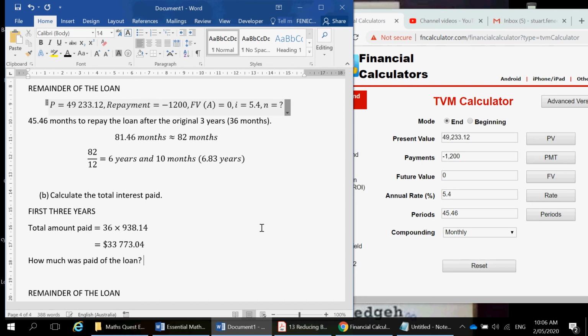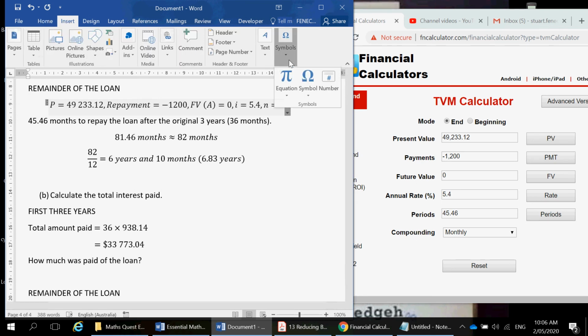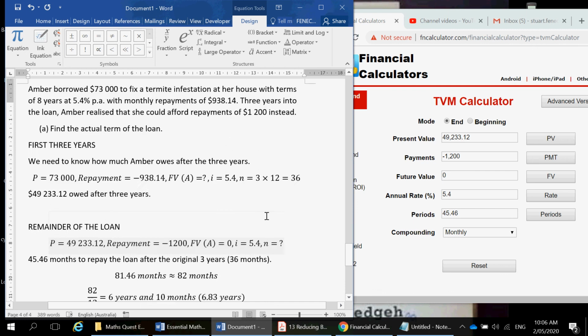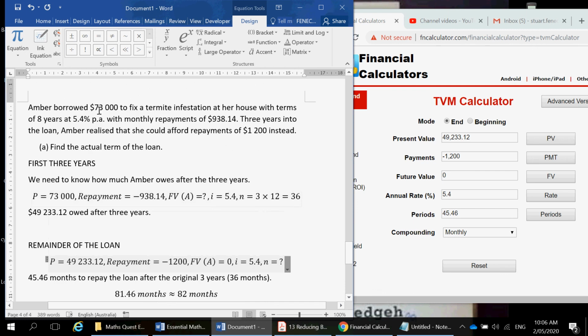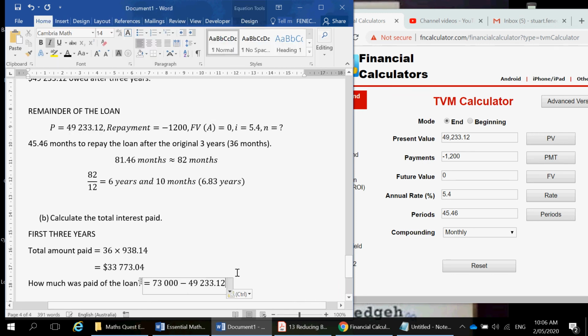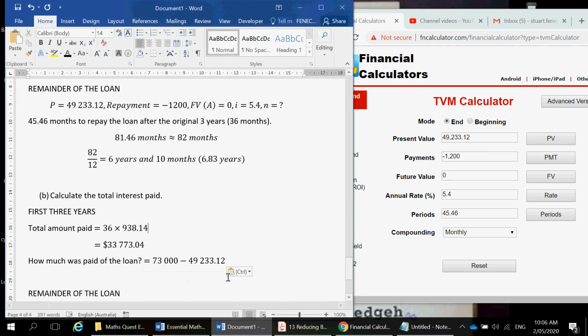Now, in this case, we need an equation, right? The home loan was a loan to fix the house. The loan was originally $73,000, and after 3 years, the value of the loan was down to $49,233.